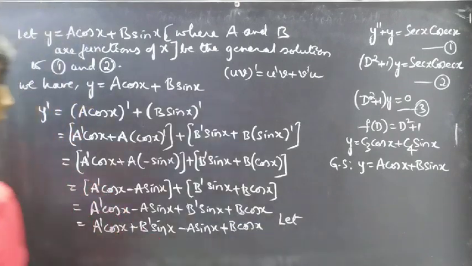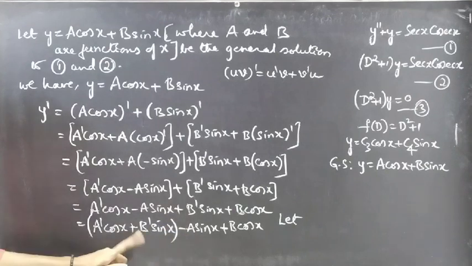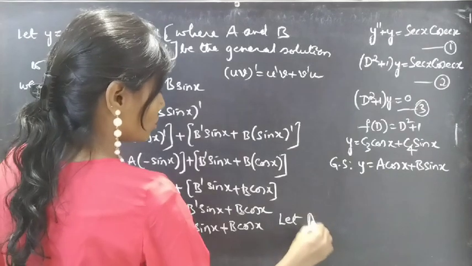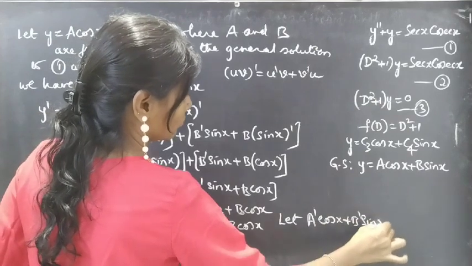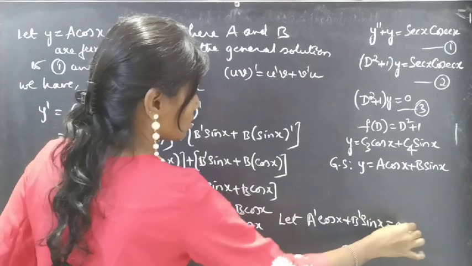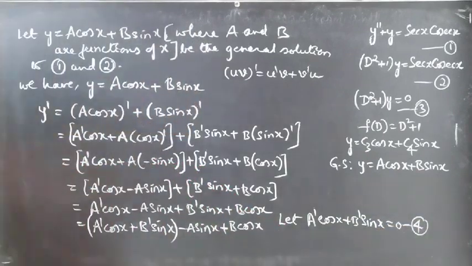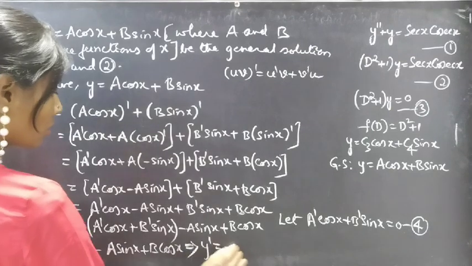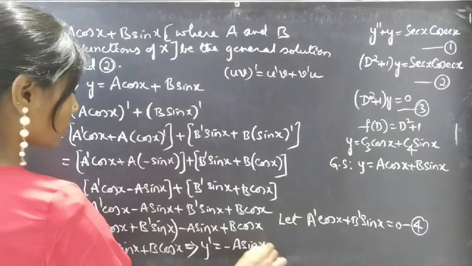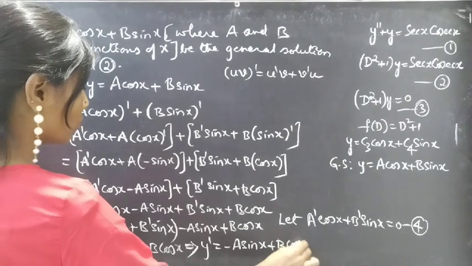Let a dash cos x plus b dash sin x equal 0, considered as equation number 4. Then y dash becomes 0 minus a sin x plus b cos x, or y dash equals minus a sin x plus b cos x. So we got y dash.